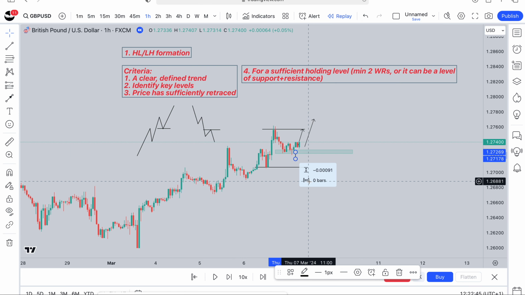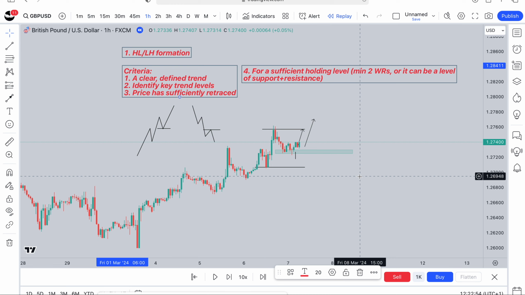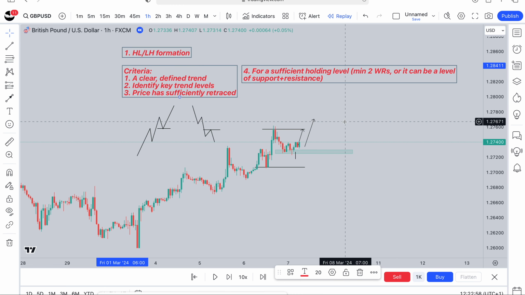Clear defined trend. Identify key trend levels, just to keep it nice and clear. You've identified your key trend levels, price is sufficiently retraced, and now you're looking for a sufficient holding level, or just a sufficient level that's going to hold.